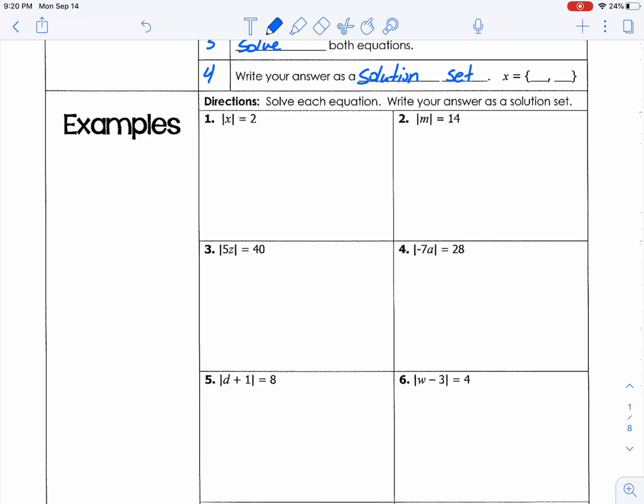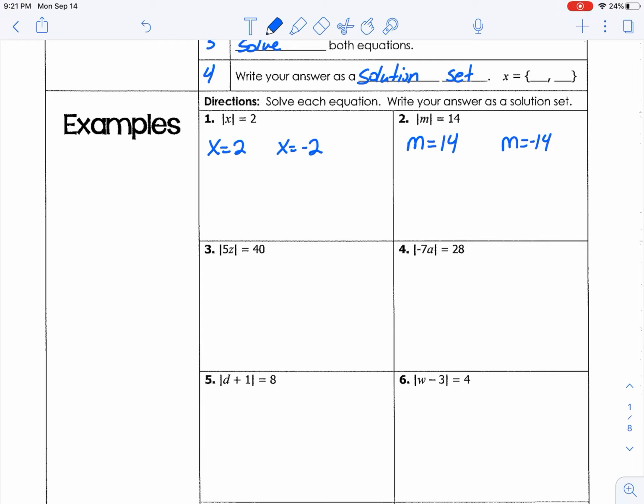In problem number 1, we are trying to find a number for x where the distance from 0 is 2. I know that 2 is 2 units from 0, and so is -2. That's all there is to it, because there was nothing inside the absolute value to work with. The same thing happens on number 2. I know that 14 is 14 units from 0, and -14 is also 14 units from 0.